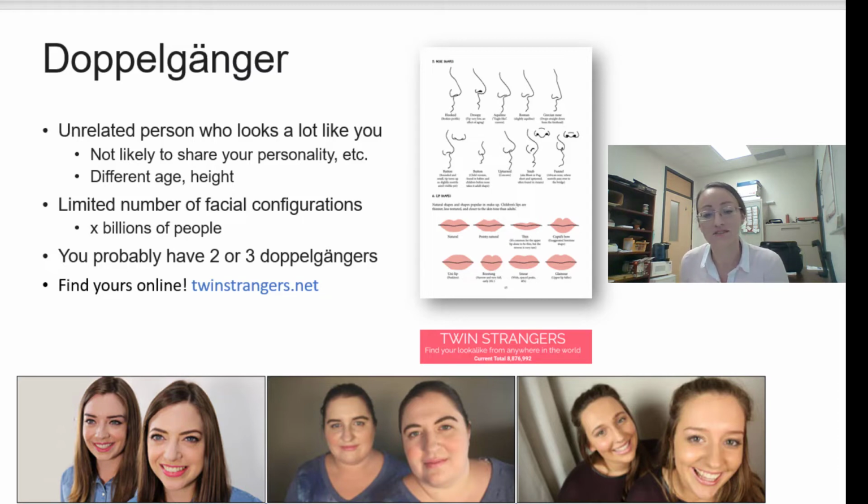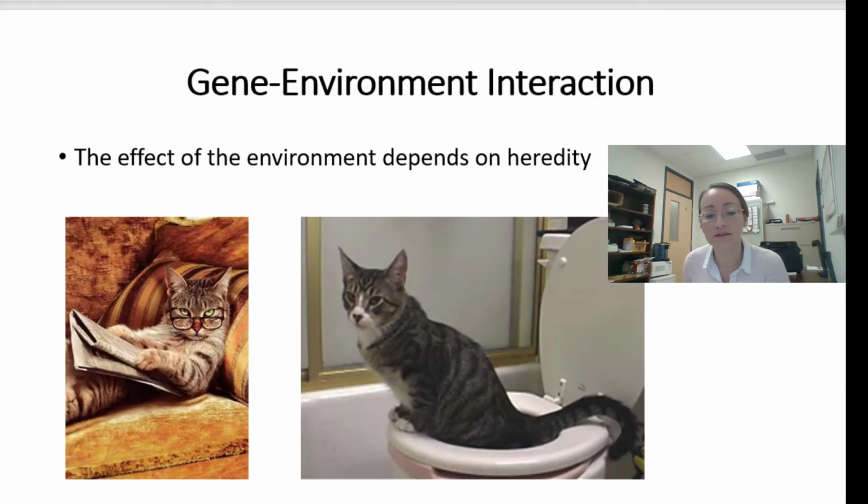Now, since there isn't a strong genetic relationship, your doppelganger is not likely to share your personality or other traits in the way identical twins would. Nature and nurture interact. Nurture works on what nature provides. Your cat will never learn to read, but your cat does have the cognitive apparatus to learn other complex behaviors, ones that are relatively simpler, like using a toilet.